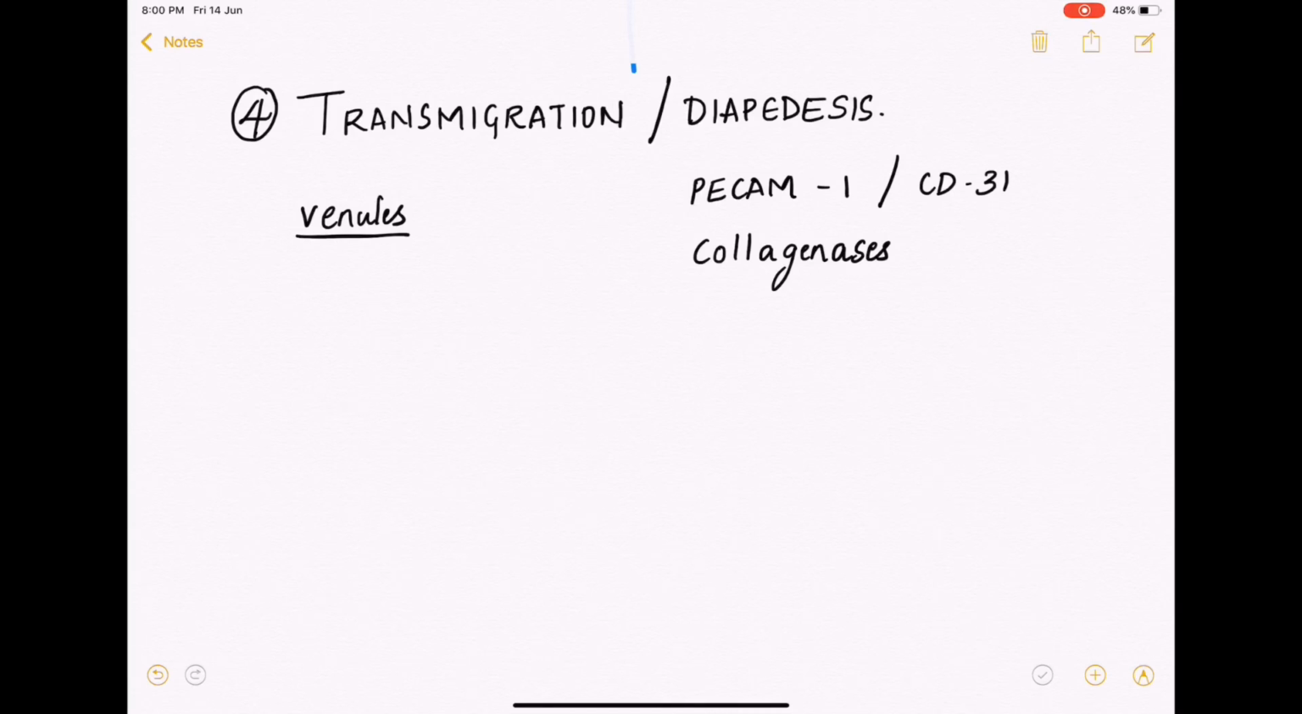This is mainly occurring in the venules region in case of systemic circulation, and it may also be seen in the capillaries in the pulmonary circulation. And what we need for this process are two substances. So one is a cell adhesion molecule, which is called PECAM-1, also called CD31. PECAM stands for platelet endothelial cell adhesion molecule.